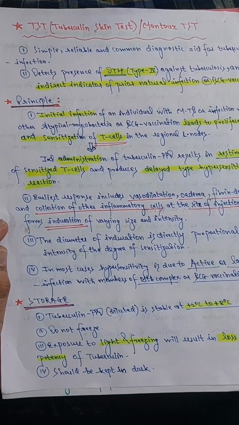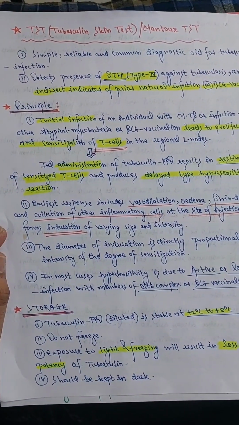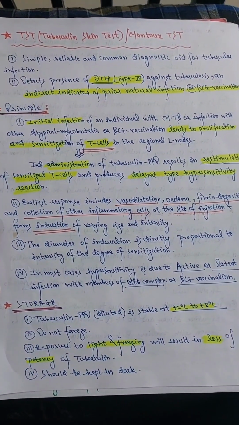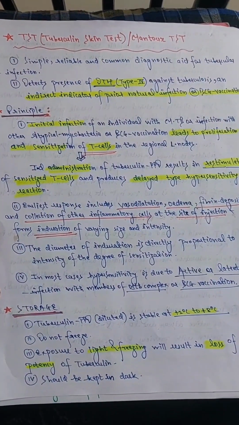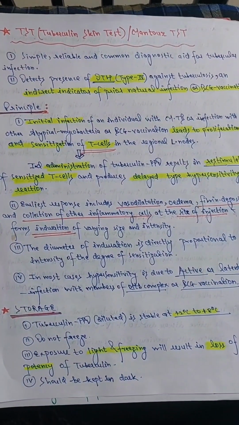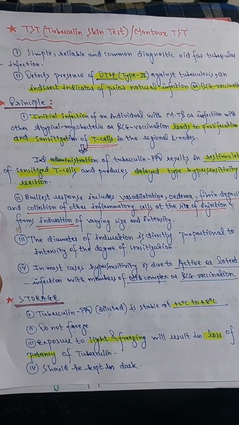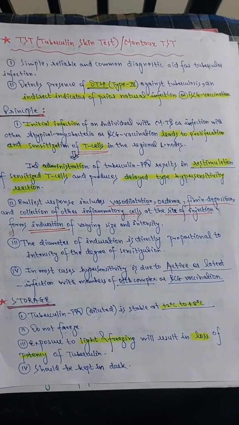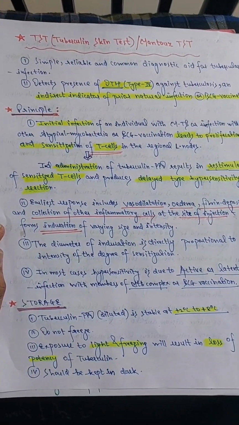Hello friends, let us quickly see about the tuberculin skin test, also known as the Mantoux test. It is a simple, reliable and common diagnostic aid for tubercular infection. Basically it detects the presence of delayed type hypersensitivity, that is type 4, against tuberculosis, an indirect indicator of prior natural infection or BCG vaccination. So let us see what is the principle behind this tuberculin skin test.